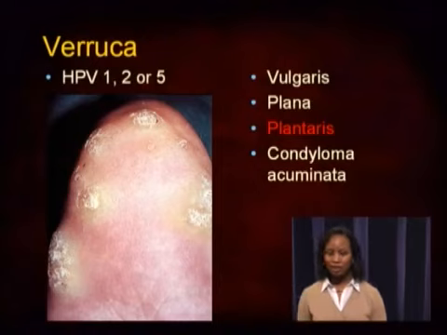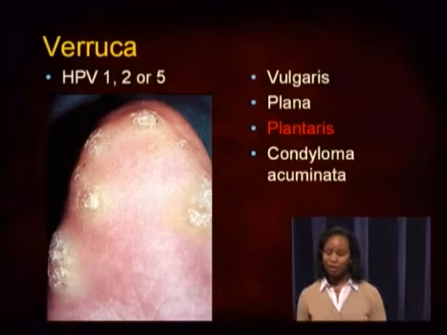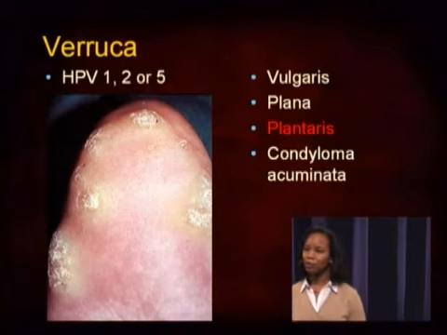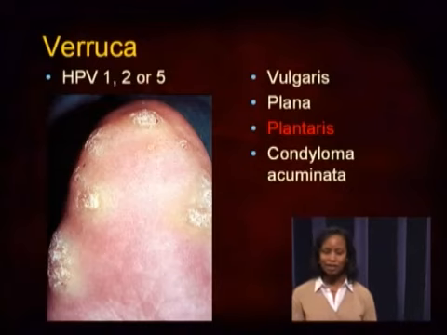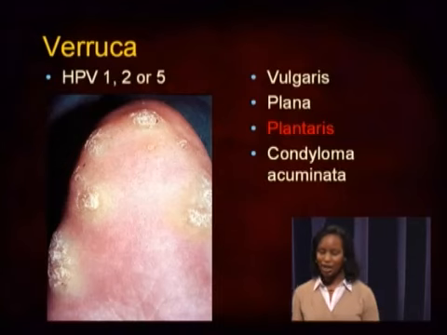Verruca plantaris, some specific HPV types here, 1, 2, and 5, located on the soles of the feet. These usually are painful for patients because they have a lot of pain when they put pressure on top of these sites. Treatment is similar to the Verruca vulgaris with destructive methods. They often get paired in the clinic, so just cutting down that thickened skin right there on the surface.